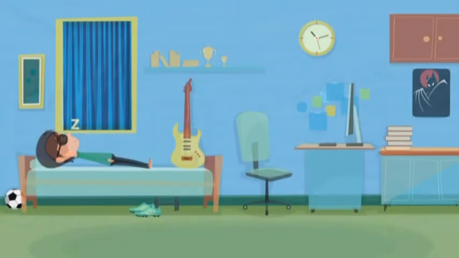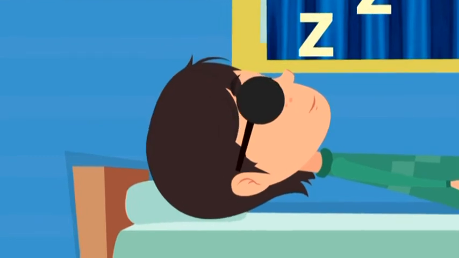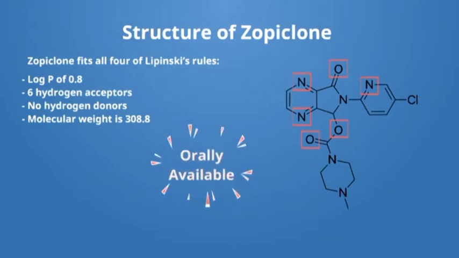Xavier has now taken 7.5mg of zopiclone, and we can now start to understand the mechanism of action and see how it is used to treat insomnia by looking at the structure and activity of zopiclone. As you can see, it is a small molecule with a log P of 0.8. It has 6 hydrogen acceptors and no hydrogen donors. The molecular weight is 308.8.